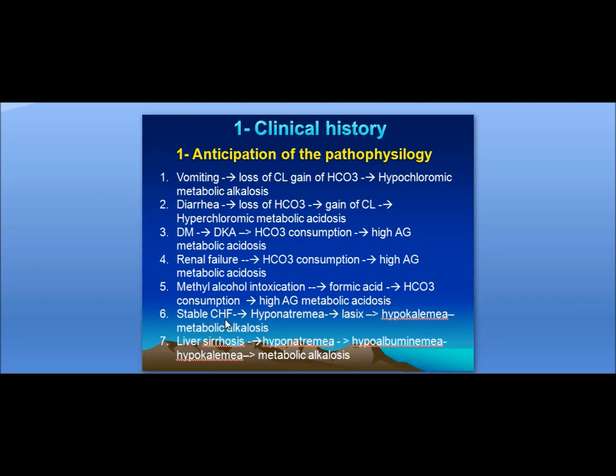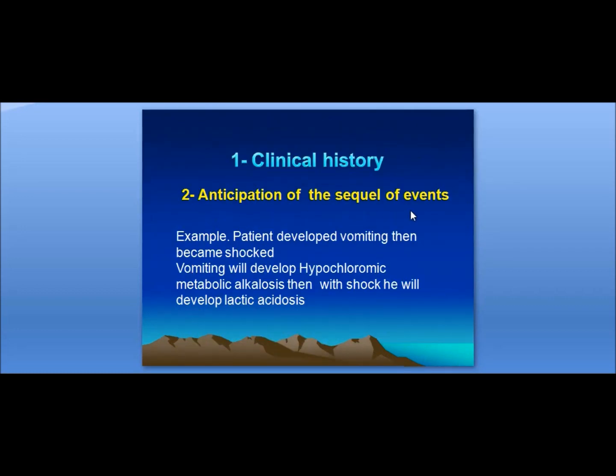Stable congestive heart failure, the patient will have hyponatremia, maybe on diuretics like furosemide, to develop hypokalemic metabolic alkalosis. Liver cirrhosis patient will have hyponatremia, hypoalbuminemia, hypokalemia, and develop metabolic alkalosis. Anticipation of the sequelae of events, like what? If the patient develops vomiting, then becomes shocked, vomiting will develop hypokalemic metabolic alkalosis, then shock will develop high anion gap metabolic acidosis.